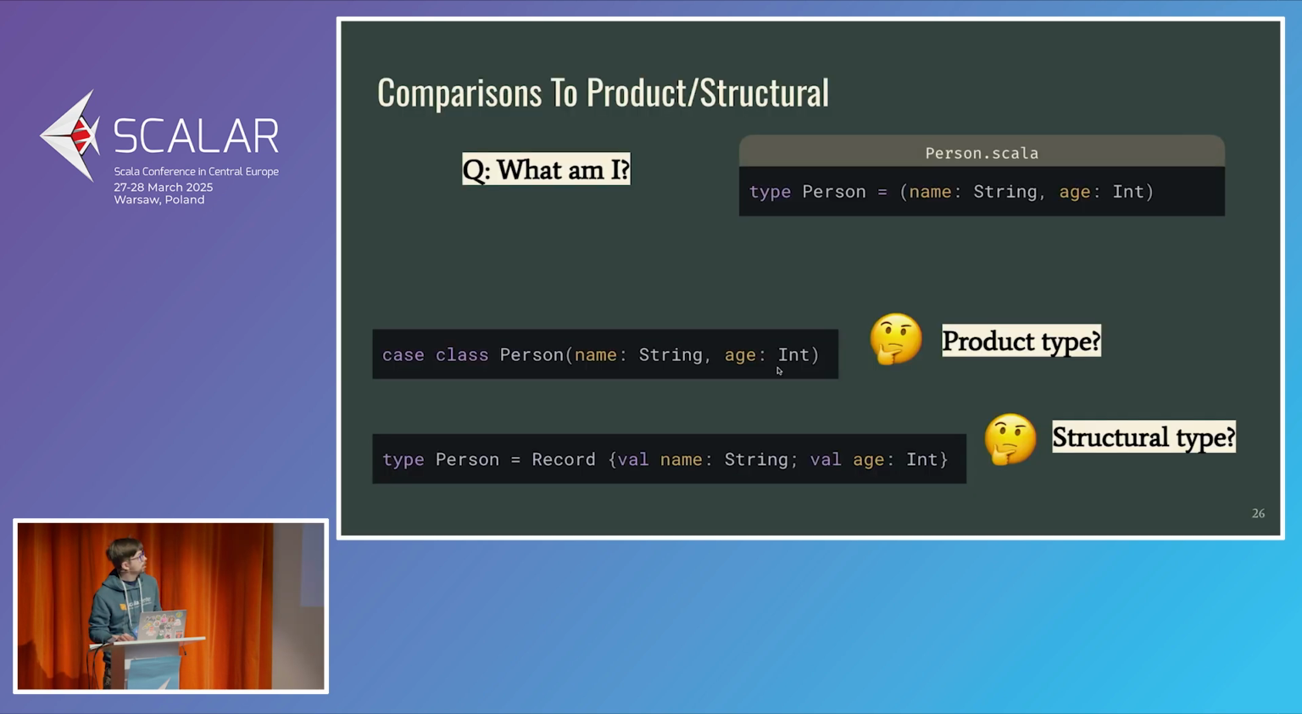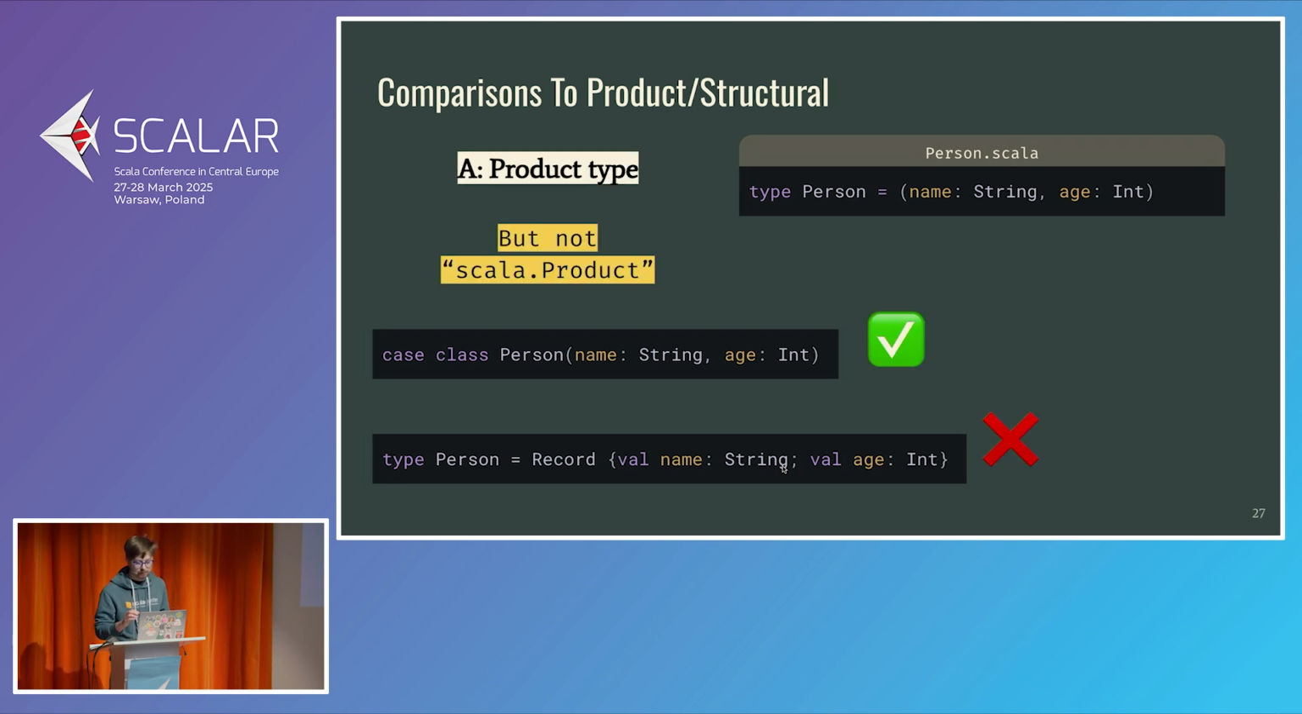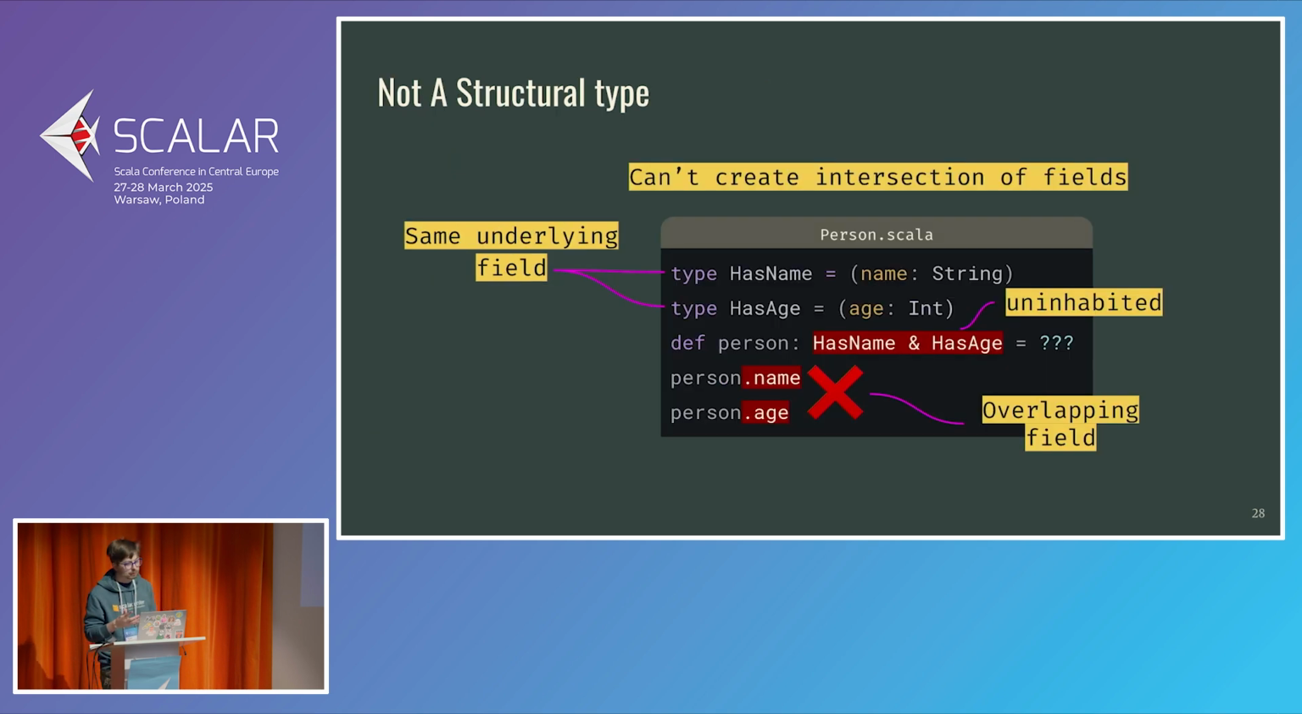How do they work? So yeah, here's the named tuple type. Is it more similar to a case class person, so a product type? Or is it similar to that record example with the structural typing I showed earlier? And the answer is that it's more like a product type, but it is not Scala Product, but it is a product type, as in an algebraic type with defined fields.